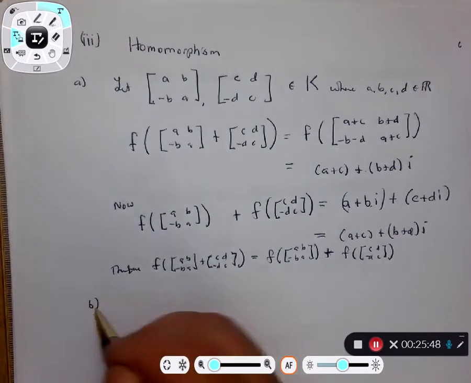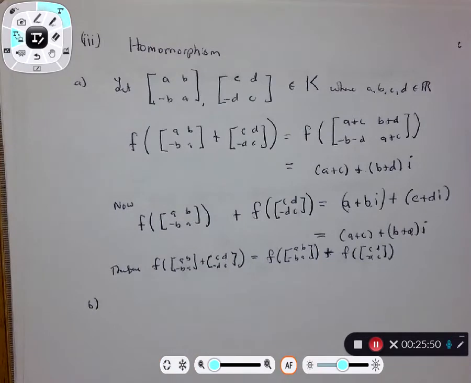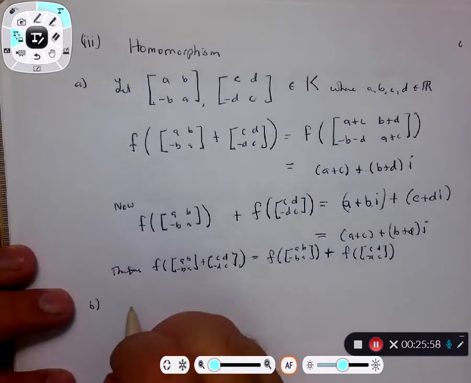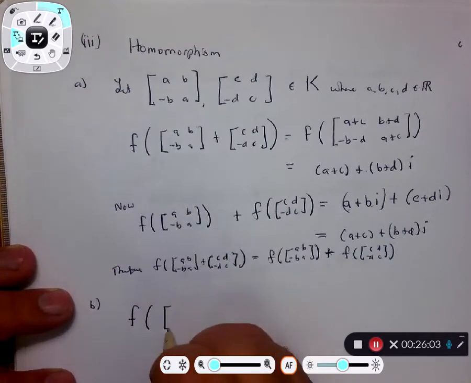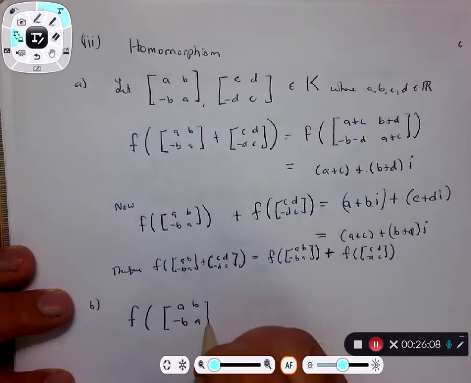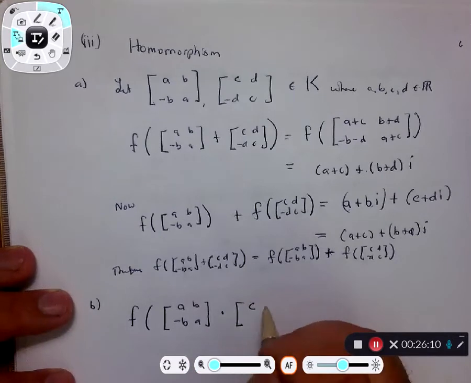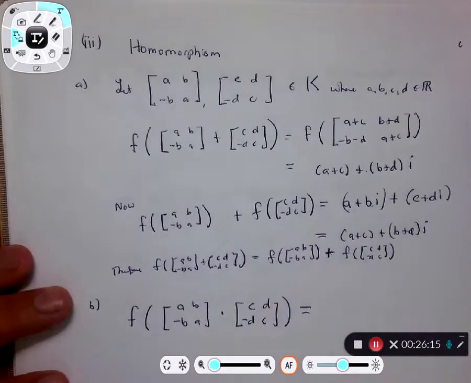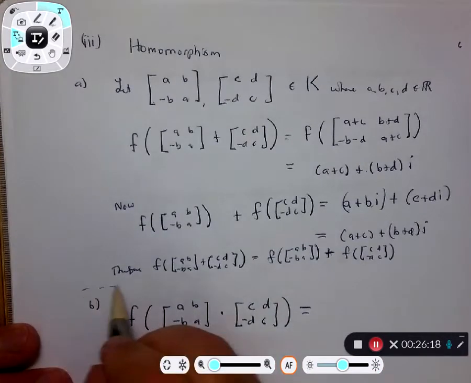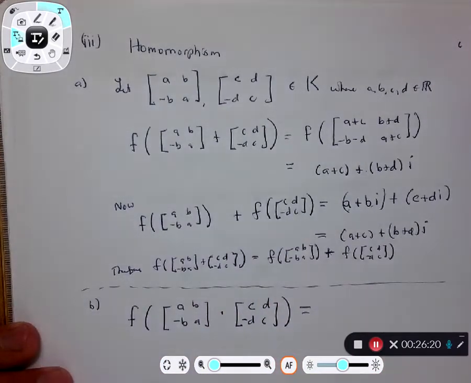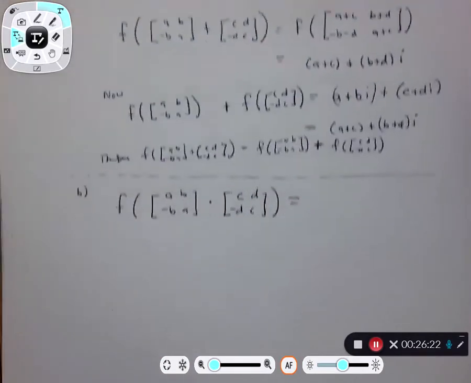And then the part two of homomorphism, we've got to work on the multiplication stuff. Okay? So here we go. On the multiplication, we continue on. What would f of the matrix (A, B, negative B, A) multiplied times (C, D, negative D, C) be equal to? And I'm going to put my little dotted line here. So now we're focusing on the multiplication. I'm going to slide this up so you guys can see this.